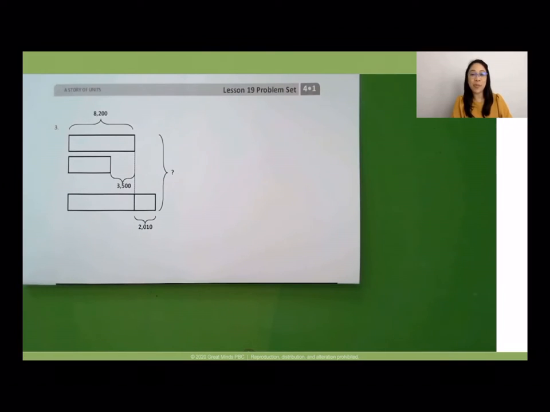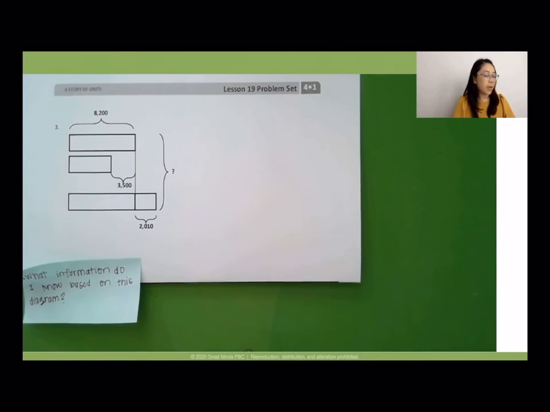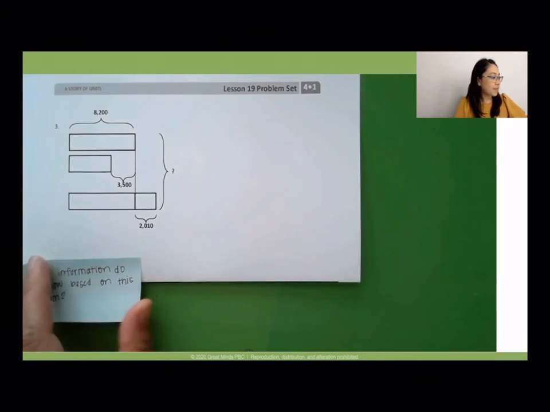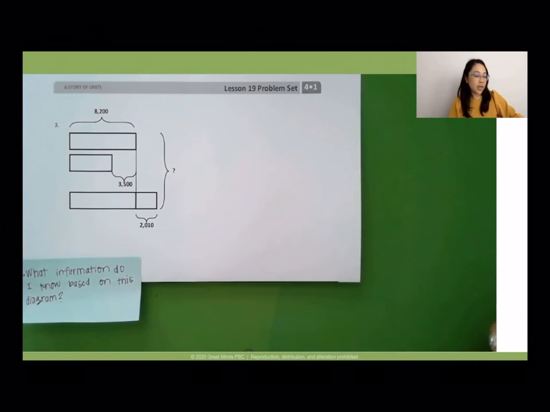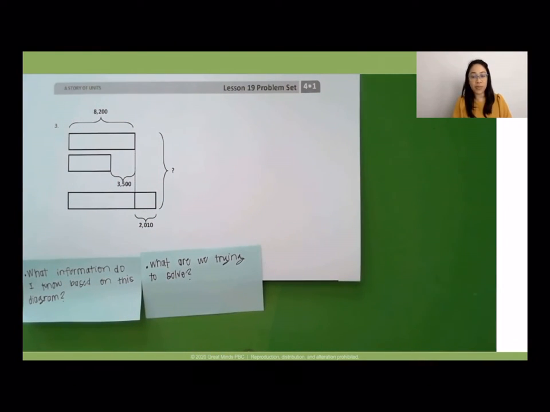How is this one different from the previous two that we analyzed? We can see that this tape diagram consists of 3 different tapes. Here's what I'd like you to do. You're going to pause the video, and when you do, I'd like you to ask the first 2 questions. While analyzing, first ask, what information do I know based on this diagram? The second question I'd like you to ask is, what are we trying to solve? We'll compare thinking when you get back.